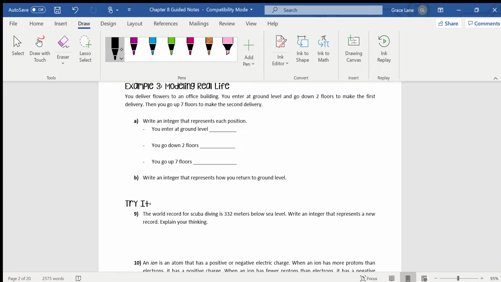And so if you kind of imagine, here's a building. Here is the ground floor. I'm going to call it G for ground. Since I'm neither up in the air, like going up floors, and I'm not in the basement, which would be negative floors technically, you are neither positive nor negative. So the ground floor is technically represented with the number 0. Now, if you go down 2 floors to deliver the flowers, it's like you're going into the basement. So we went down 2 spaces, so that would be represented by -2.